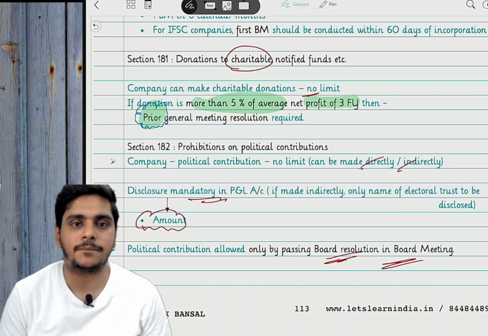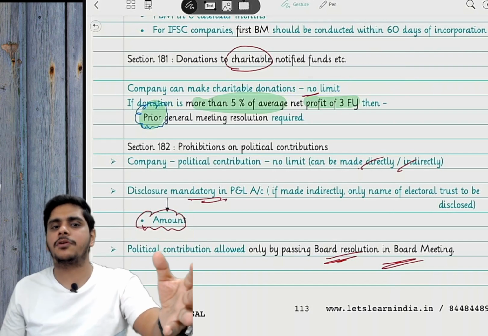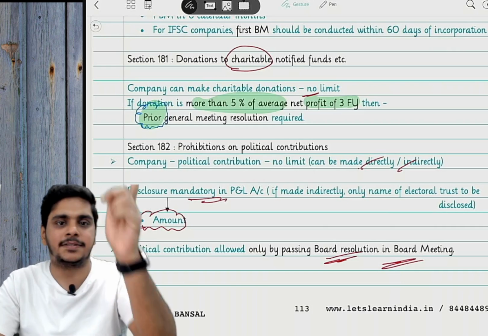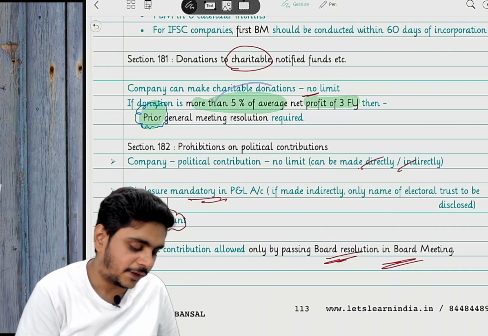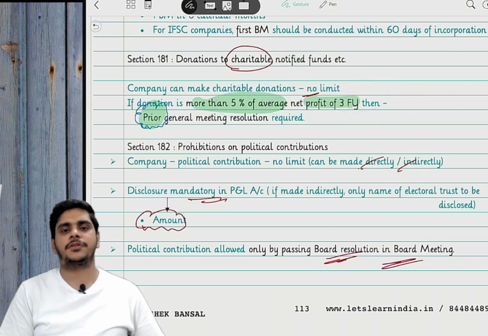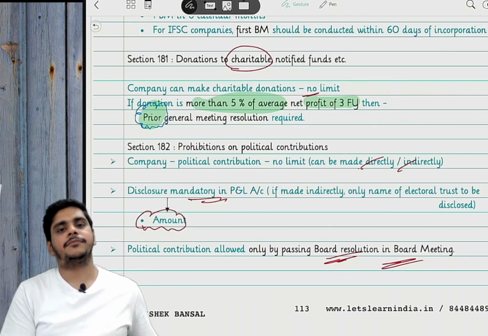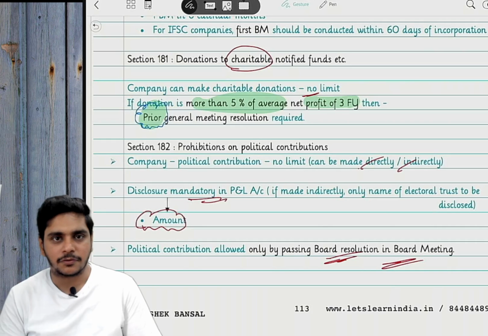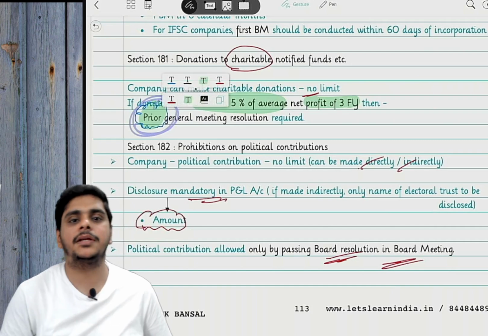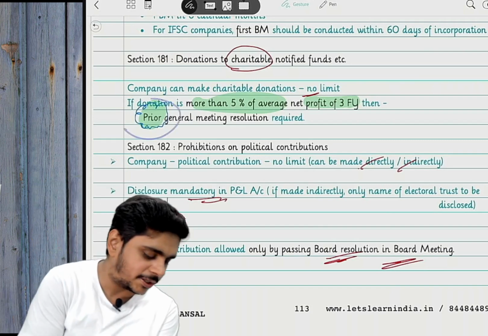Generally, a company can make charitable contribution with no limit. If you want to give whatever money you want for charity, it is allowed. But if the donation exceeds 5% of the average net profit of the 3 financial years, first you take the 3 financial years' net profit, then work out the average, and if you want to give donation of more than that amount, then you require a prior general meeting resolution.